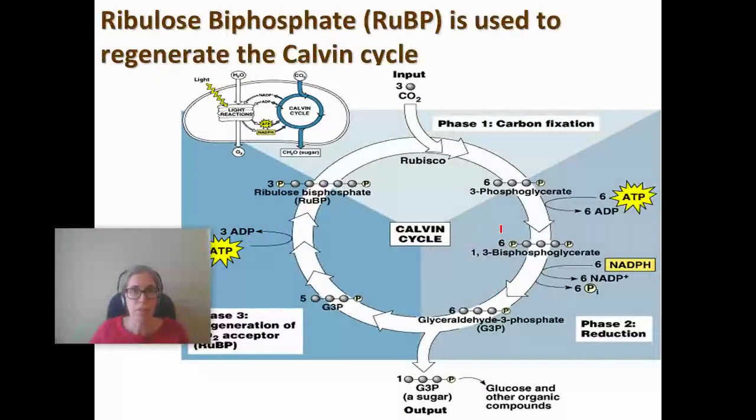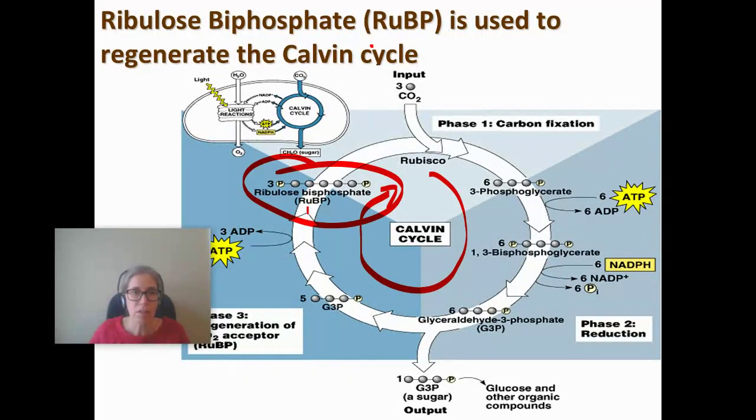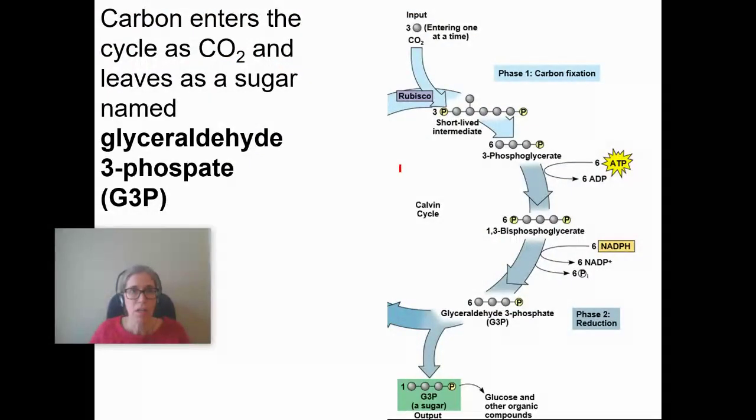So that's called reduction. And then we're going to regenerate the whole thing. So this is a cycle, and you regenerate this RUBP, this molecule that you started with. So it's called the regeneration phase. The other thing to know is that you don't actually make glucose at the end of this.